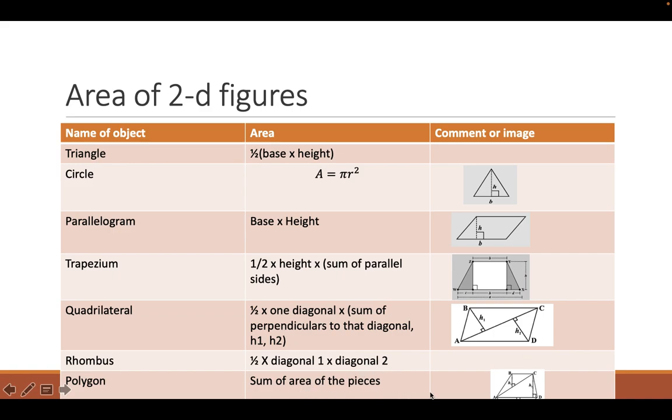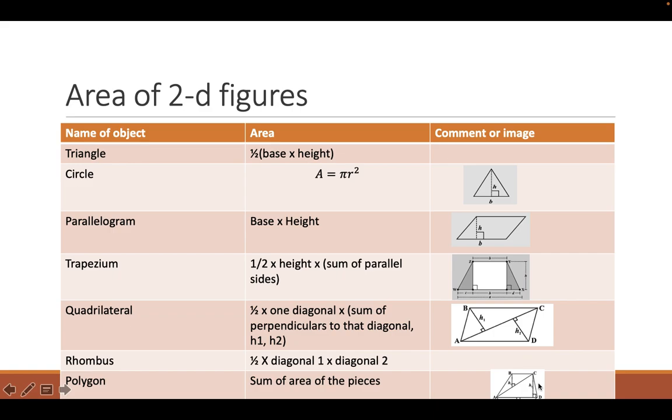And then for polygon, this is a polygon with, yeah. So for polygon, the area is going to be the sum of the area of the pieces. So what are the pieces? In this case, it is given. Okay, this is the part, one rectangle. This is one rectangle. So sum of this and that. So this is also a polygon.